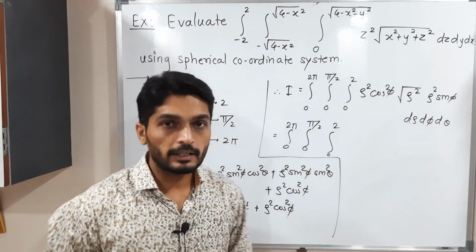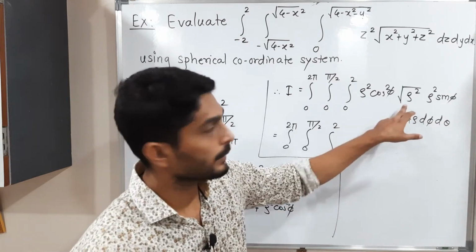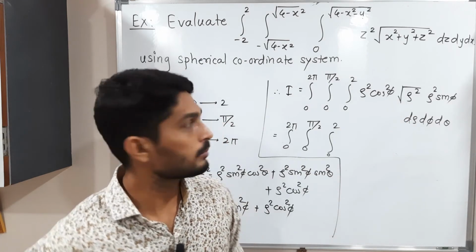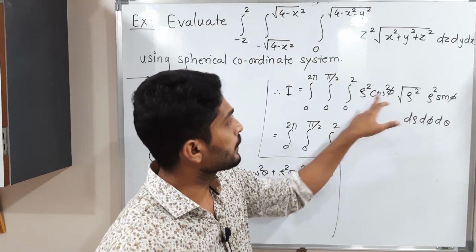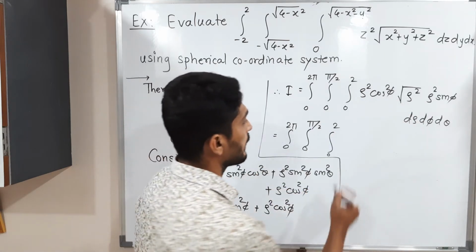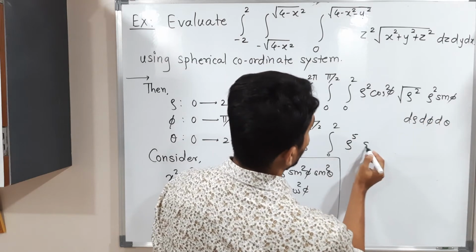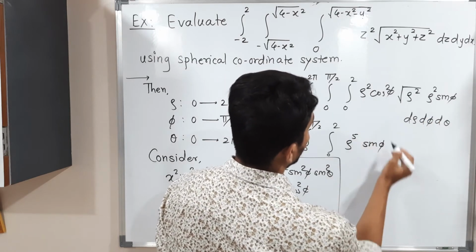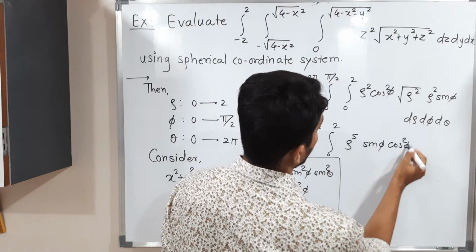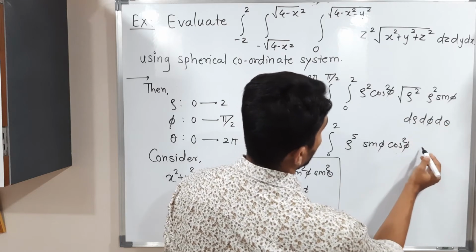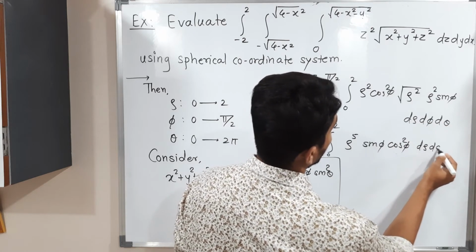First of all, we will correct rho. Square root will get cancelled. We will have rho into rho square into rho square. That means total we will have rho raised to 5. Correct? Sine phi we have, and here we have cos square phi, and only that, d rho, d phi and d theta.